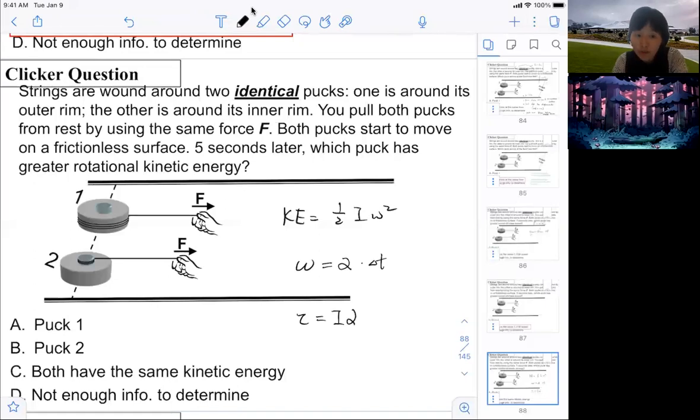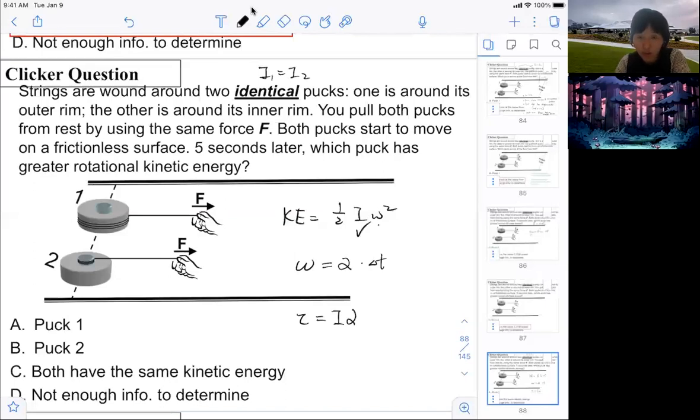Mm-hmm. And through which axis are they rotating? 2 is through the center. Goes through the center, very good. Yes. So 1 and 2 will have the same rotational inertia. They are identical and they're both rotating relative to their own center. So they have the same I. I'm glad that you mentioned the axis, because you can have two identical objects, but if one of them is rotating about a different axis, then they may have a different I. So I is the same.